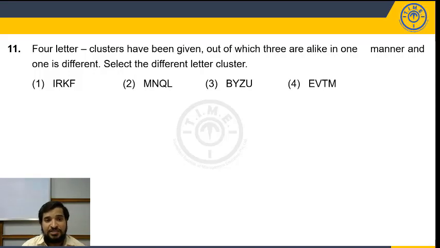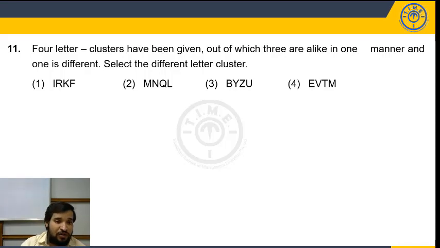4 letter clusters have been given, out of which 3 are alike in one manner and 1 is different. Select the different letter cluster. So the odd one. Asking among the 4 choices, which letter cluster is the odd one. Now see, IRKF, MNQL, BYJU, EVTF.